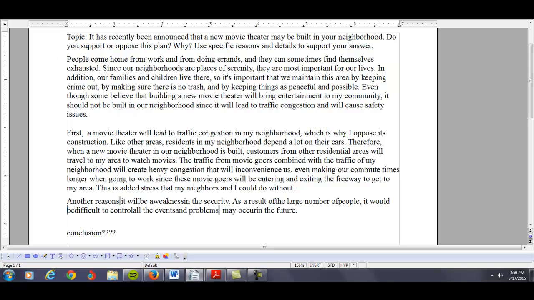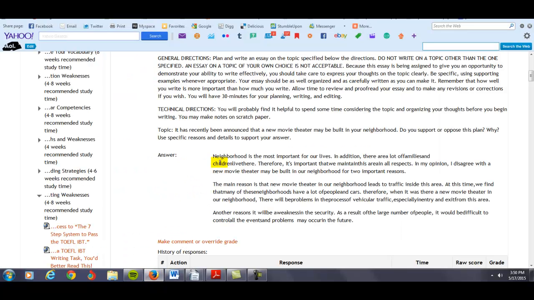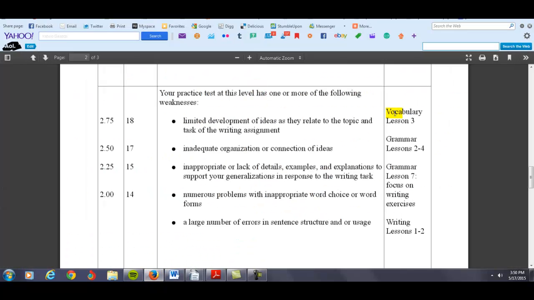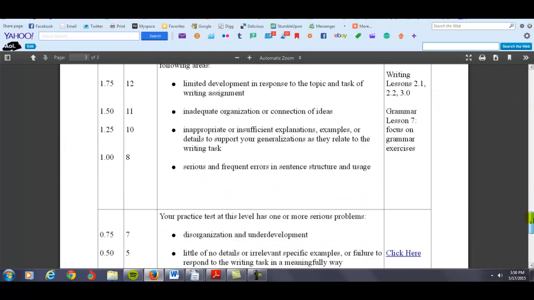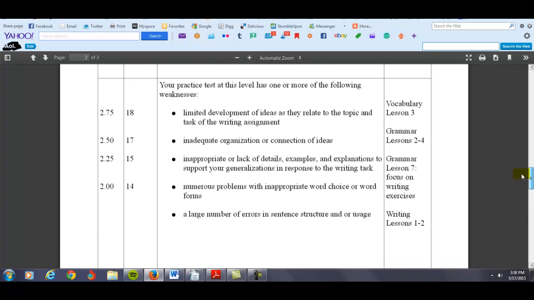Okay, so I went ahead and edited 2 of your paragraphs. Now it's time to figure out your score. Let's see how you'll score on this. With yours, you have a somewhat sense of organizing your ideas, and you have fairly good control of your sentence structure, but there's an inappropriate lack of details, examples, explanations to support your generalizations in response to the writing task, so you did not develop your ideas enough.